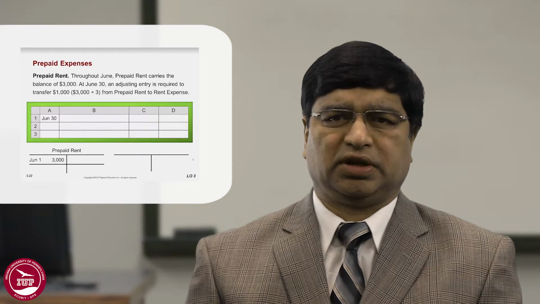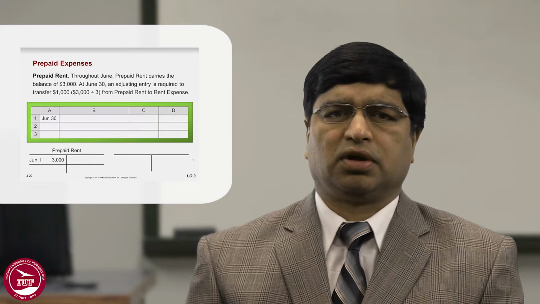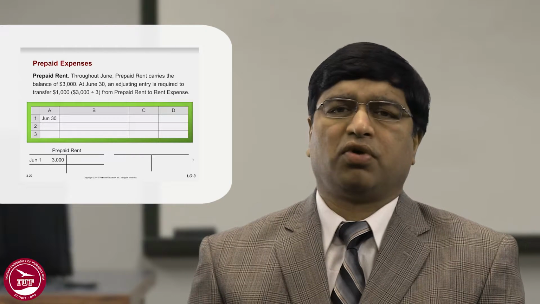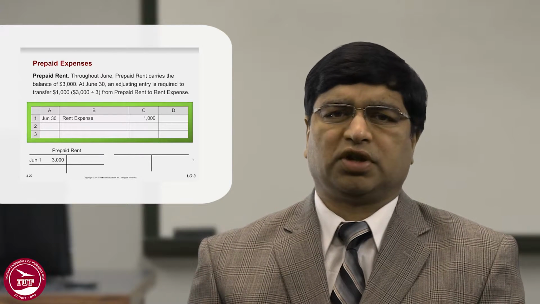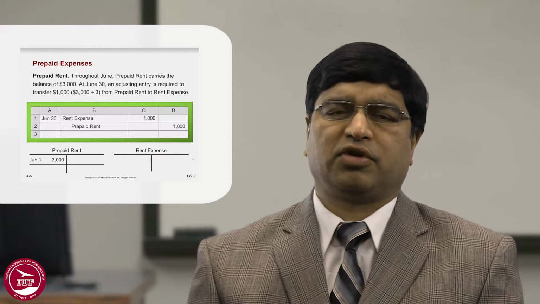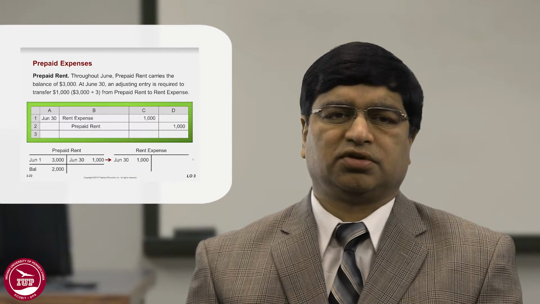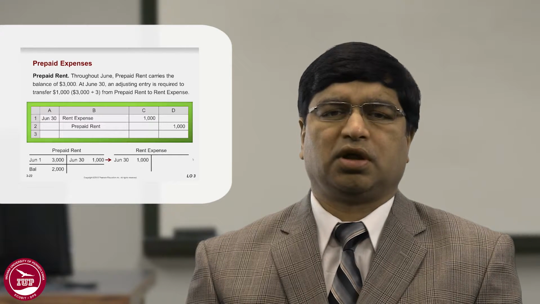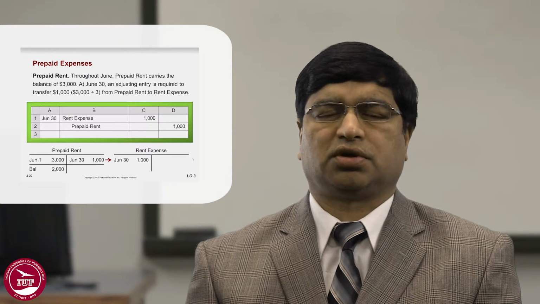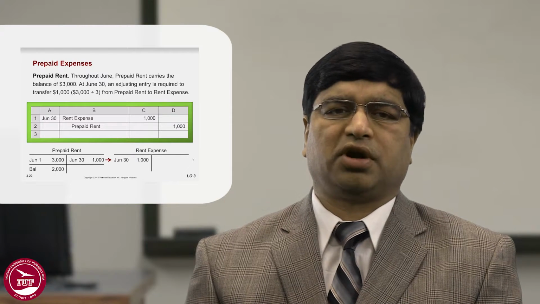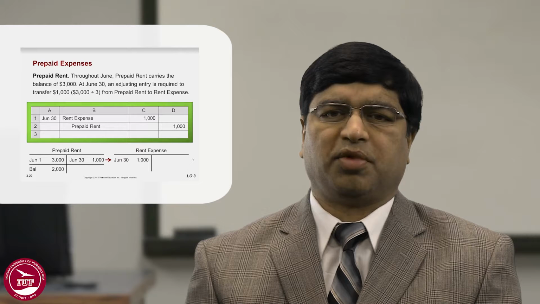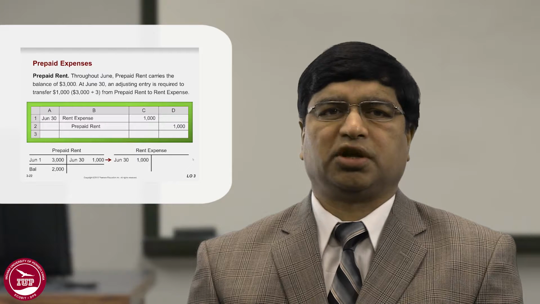What happens on June 30th? On June 30th, you have used up 1 month's worth of rent, that is $1,000 worth of rent. So you have incurred a rent expense of $1,000, and you no longer have the prepaid rent for 3 months now. You only have it for 2 months. So your prepaid rent is now credited by $1,000, and rent expense is debited for recognizing rent of $1,000. Please note, now your prepaid rent balance is only $2,000 that goes to the balance sheet, and the rent expense is charged to the income statement.